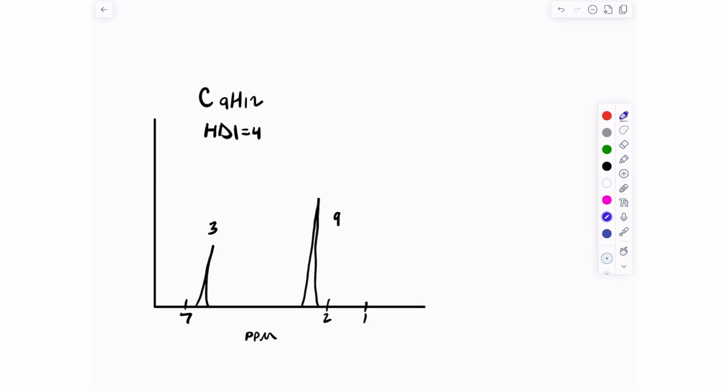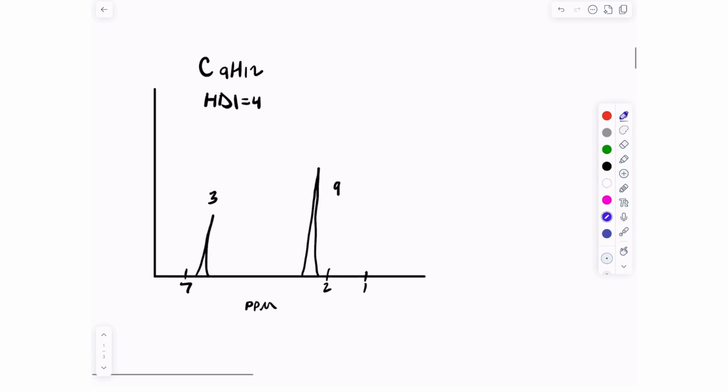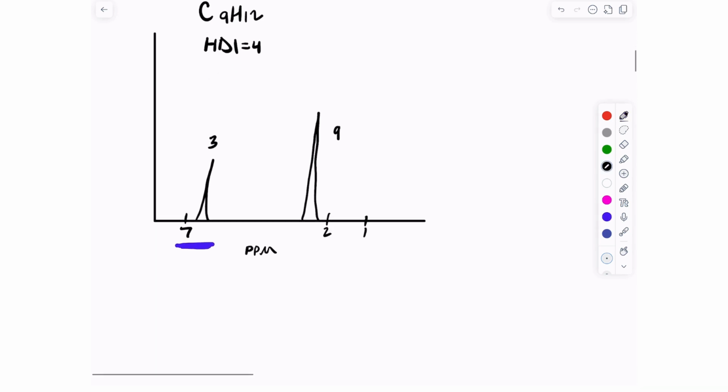Okay. Next thing is, if you've noticed by now, good job, because here is an aromatic ring. There is a signal at 7, so that means that there's likely an aromatic ring. So let's just start off by drawing that in.